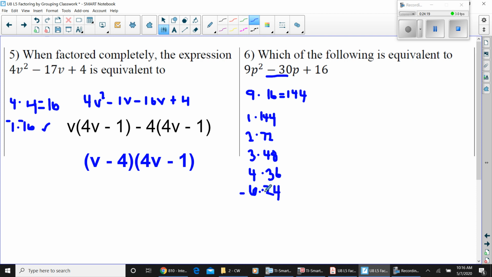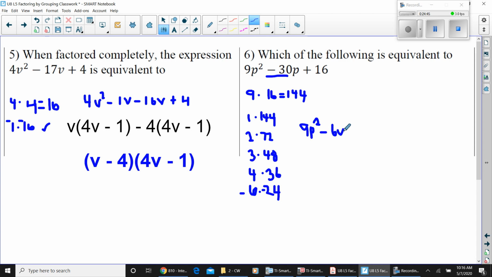Negative 6 minus a 24. Negative 6 minus 24 is negative 30, and a negative times a negative would be that positive. So that's basically how you would get that. And that's an example. Like number 6 is an example of factors that are a little bit more difficult, all right, to look for.